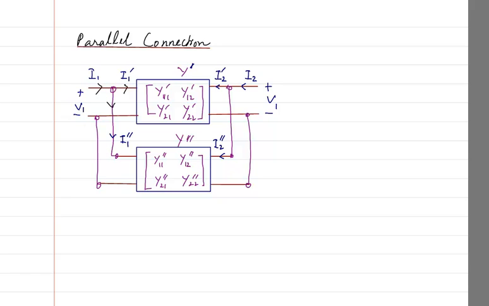Now you can look here, the voltage V1 that is appearing across this first two port network is the same that is appearing here. I am not going to write V1 dash, V1 double dash. Why? Because the same voltage V1 is going to appear here, and the same voltage V1 is going to appear here. That is why it is basically the parallel connection. In parallel connection, the voltages across two parallel network elements are going to be the same. Same is the case here.